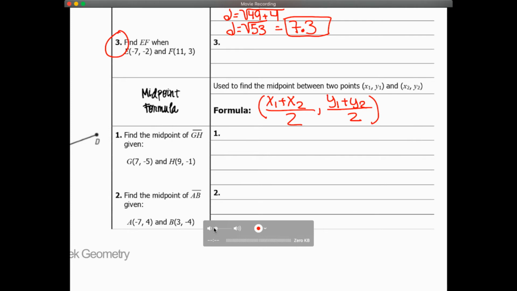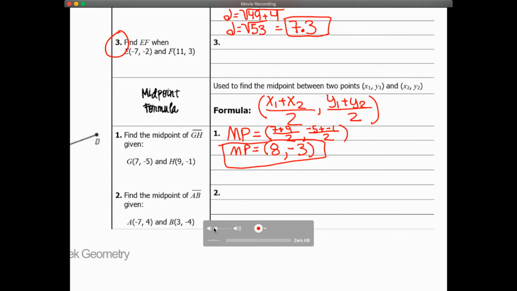So midpoint, just going to call it MP, it's going to be my x1, so 7, plus 9 over 2. And my y coordinates added together, so that is -5 plus -1 over 2. So simplifying, that's going to give me 16 over 2, which is 8, and -6 over 2, which is -3.